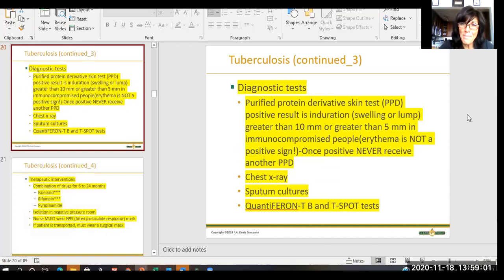So there's all the information on that PPD, right? So once you are positive, you never get another PPD. You will always have a chest x-ray, the end, okay? Sputum cultures, if indicated, and then the QuantiFERON TB and T-SPOT tests. Don't worry about those, but just so you've heard the word before, I'm not testing you on it, and I've not seen those in any, even in the NCLEX, but when you get to work, you may hear about those tests. For some people where we keep getting inconclusive tests and we need to find out, like, do they really have it or don't they? Those are more specific tests.